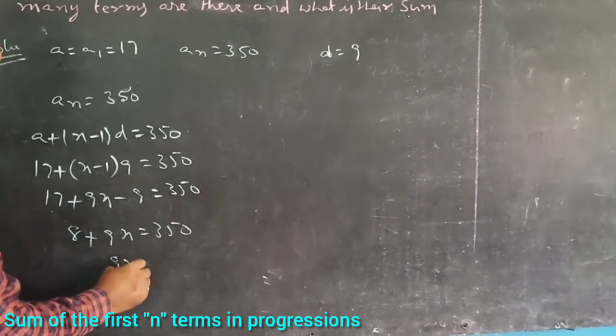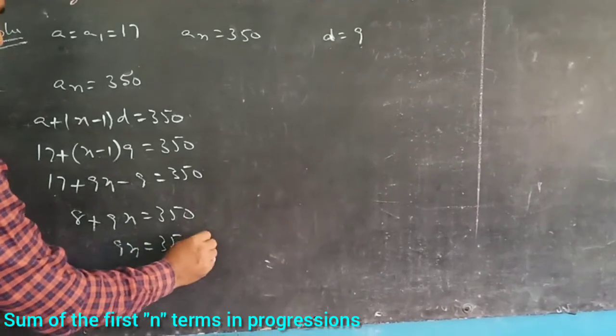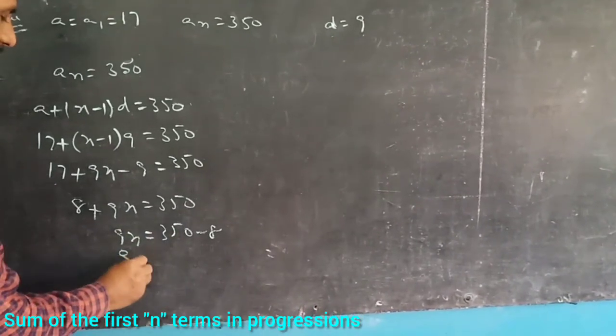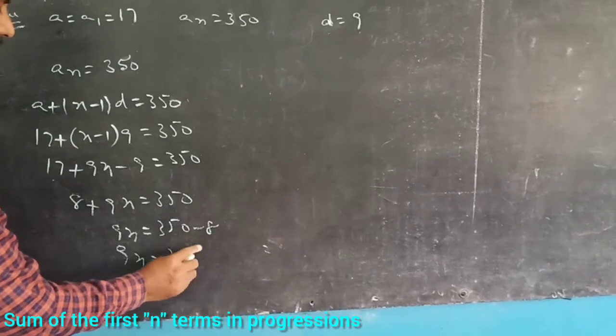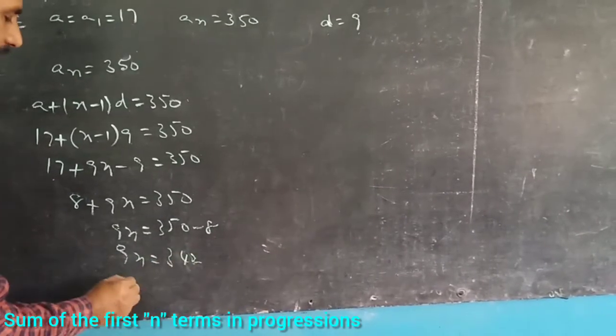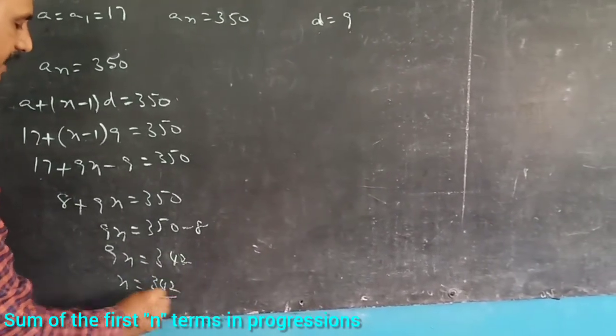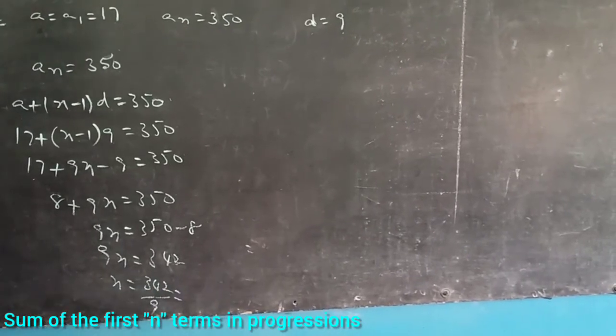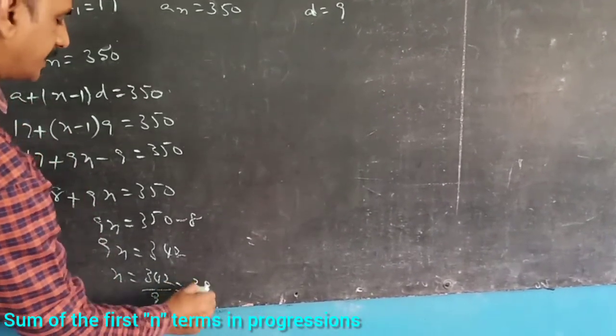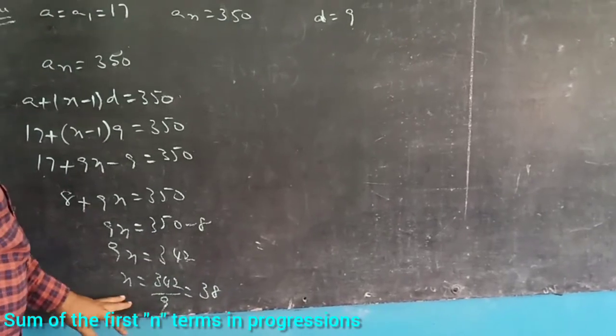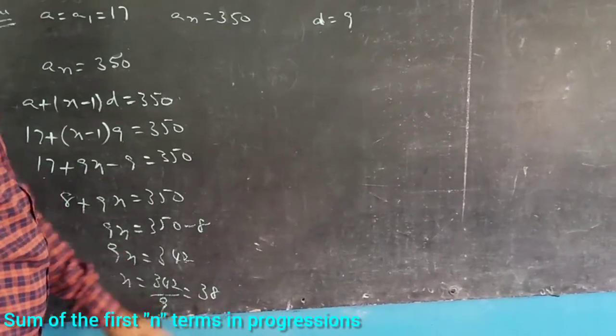So 9n is equal to 350 minus 8. Then 9n is equal to 342. Then n equal to 342 divided by 9. n is equal to 38. So how many terms are there? 38 terms.